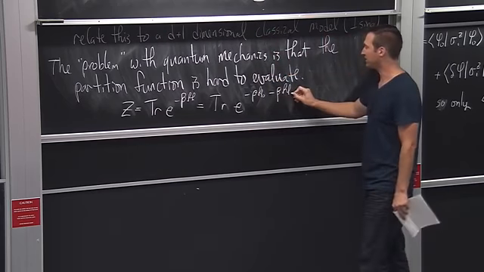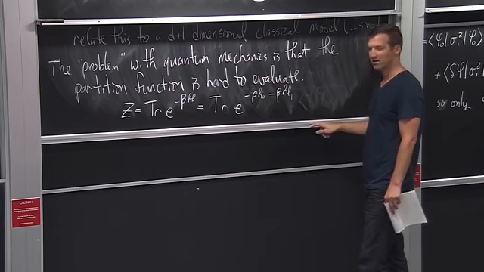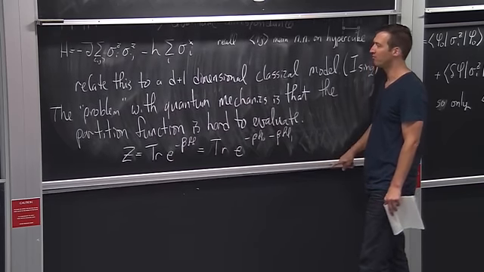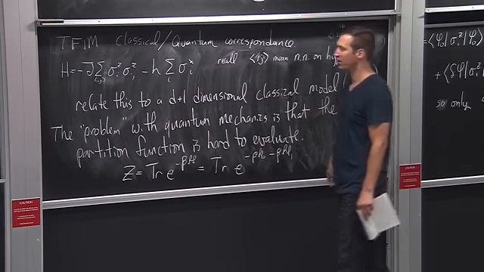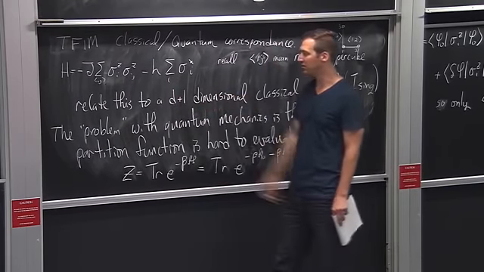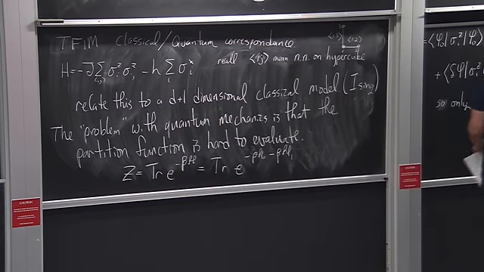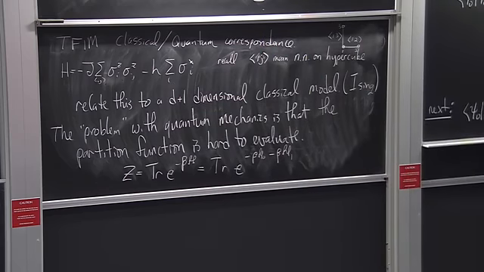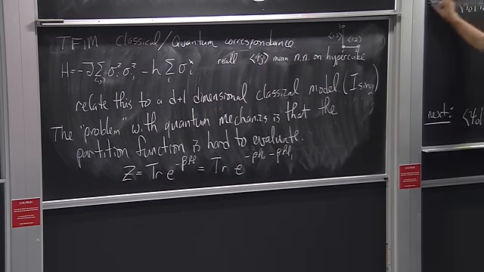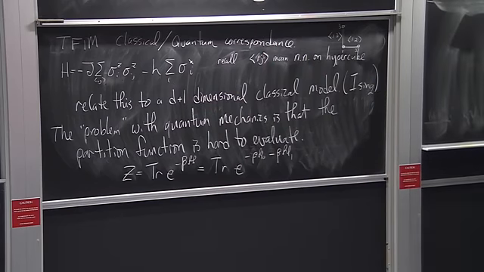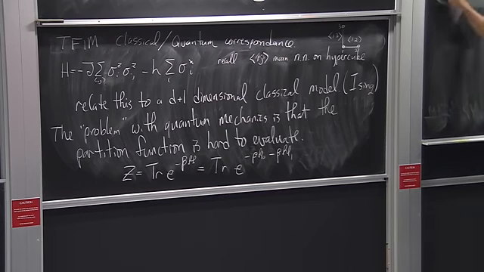I'll write my transverse field as H1 now, not H prime, because I don't want to consider it a perturbation anymore. Okay, so that's H naught, that's H1. So the simplest way to derive the classical quantum correspondence is to use something called the Trotter decomposition.